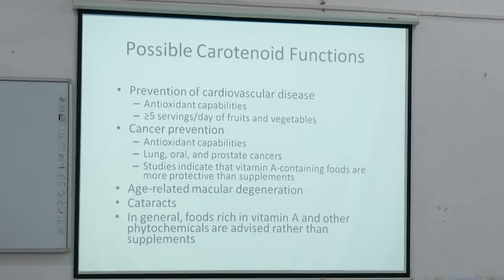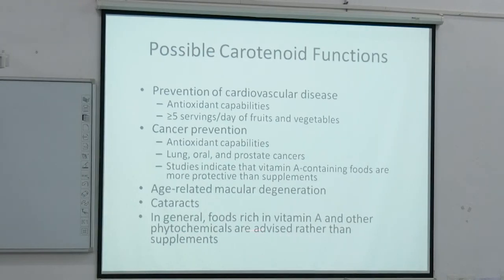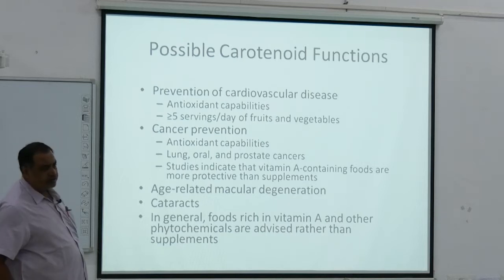Cataract, again, is an outcome of oxidative stress. Beta carotene, a wonderful antioxidant, reduces the scope for formation of cataract. In general, food rich in vitamin A and other phytochemicals is advised rather than supplements. Taking vitamin A alone and taking vitamin A plus other phytochemicals, the latter is more useful.